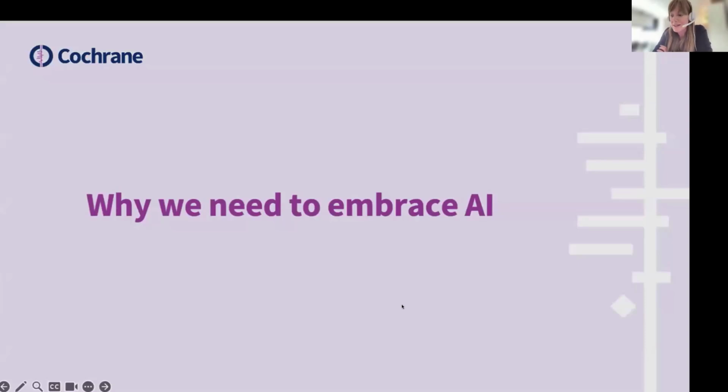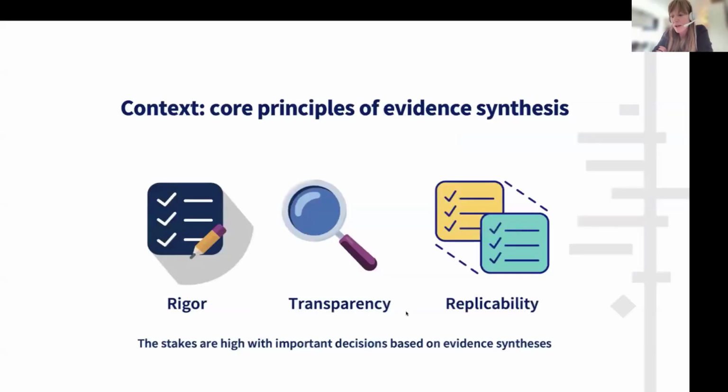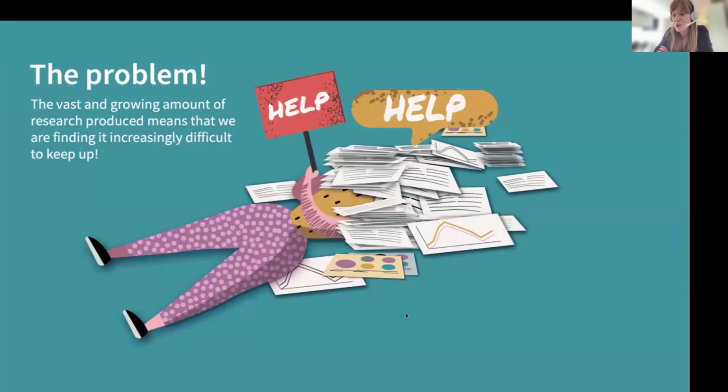So why do we need to embrace AI? Well, health-related evidence synthesis has been around for some time and is based on the core principles of rigor, transparency, and replicability through systematic methods. And the stakes are high because decisions about people's health are made on the basis of evidence synthesis. But as we know, the field faces some huge challenges, one of which is overload. With thousands of health-related research articles produced each week, the sheer quantity of evidence being produced makes it difficult to keep pace and gain a true understanding of what has been done and where the gaps remain.